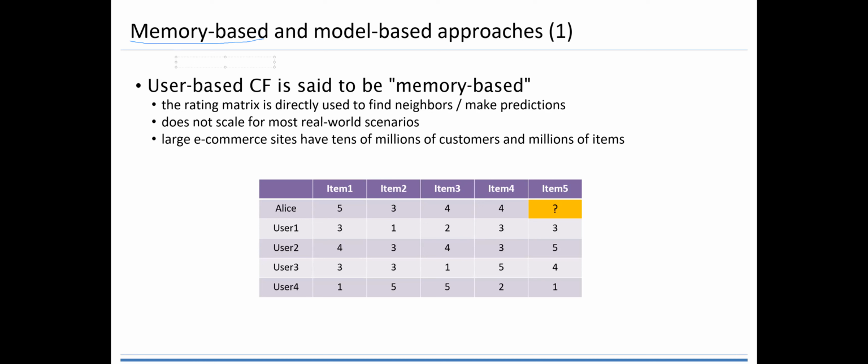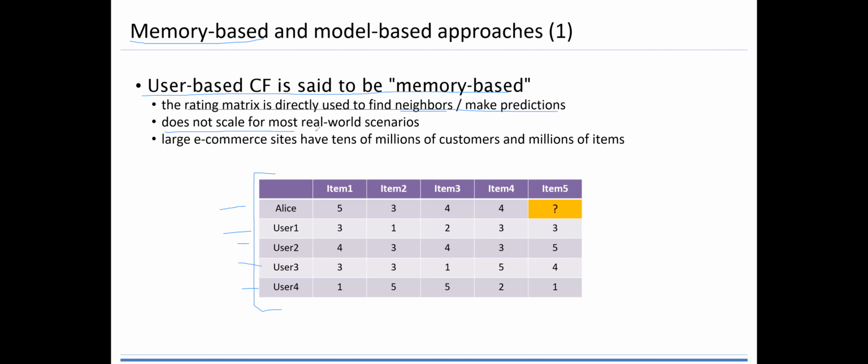So the user-based CF, the one that you already learned, we call this user-based CF memory-based, because the rating matrix is directly used to find neighbors or make predictions. You still remember this kind of matrix. This is a kind of memory-based approach, because we have the user and we are going to predict based on the user's neighbors.